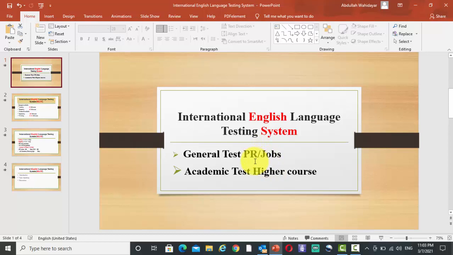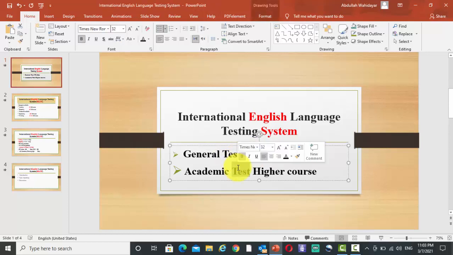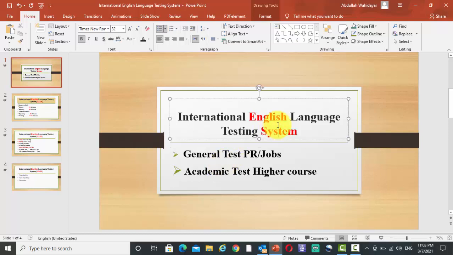So IELTS stands for International English Language Testing System, and it has these two formats: the general test and the academic test. Be careful once you're registering with the British Council or any place that has the right to administer the IELTS test, that you choose the general or academic test, depending on the purpose for which you need the IELTS marks. That is very important, and you have to know this at the very beginning. So that was the general information about the IELTS test and exam.